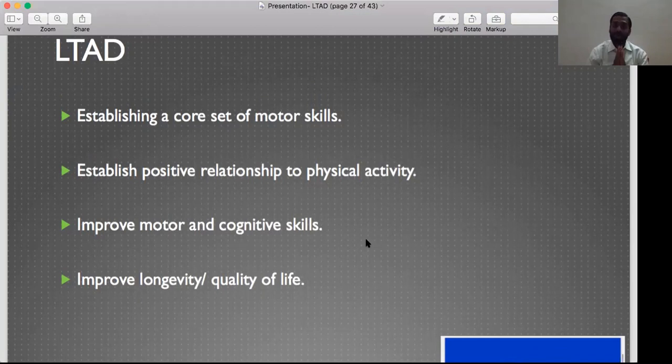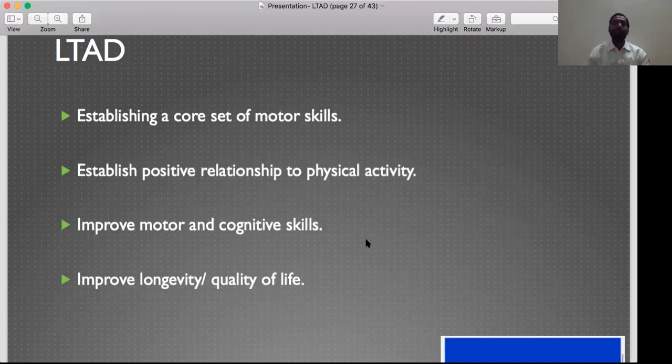It is to establish a core set of motor skills. Your running, jumping, your ability to perceive a certain speed. How do I change my direction? All that core set of motor skills needs to be well established, and ideally before 12 years, because that's where on average you start to attain puberty, and that's where your motor skill starts to diminish.